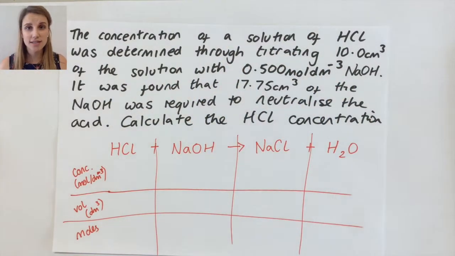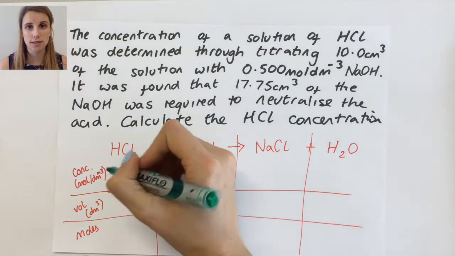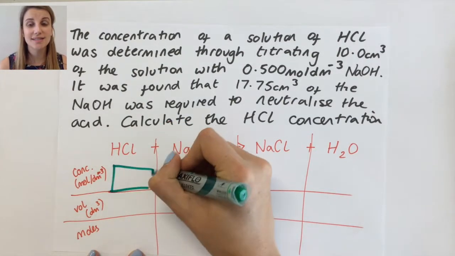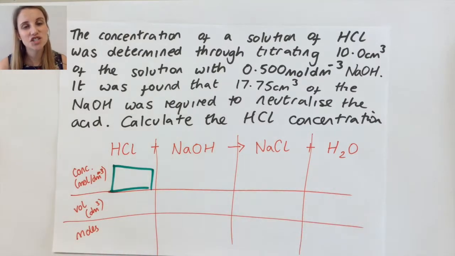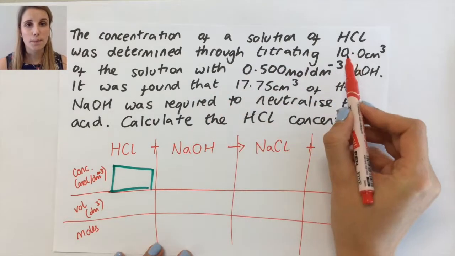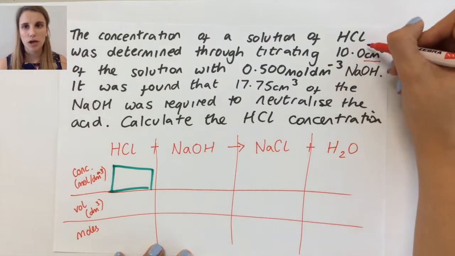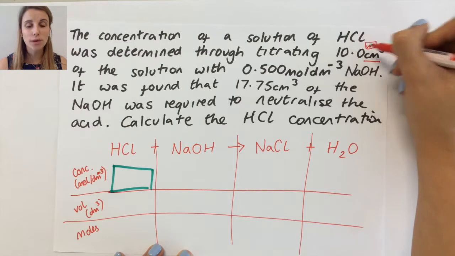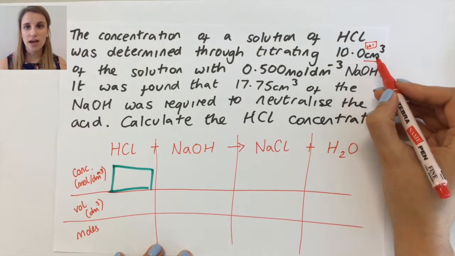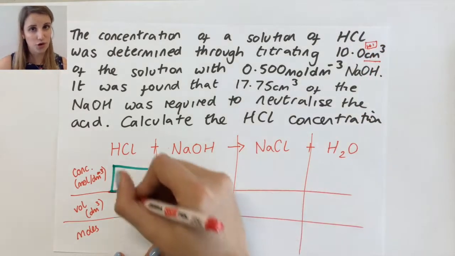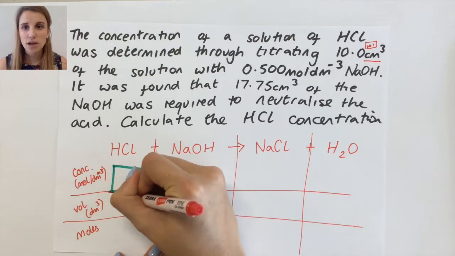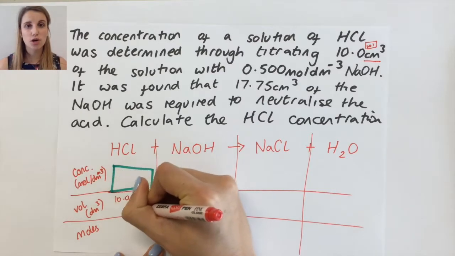So the first thing is, let's work out what they're asking us. At the bottom here you'll see it says calculate the HCl concentration. So HCl concentration is the box that I'm aiming to fill this time. Let's see what other numbers there are. So it says 10 centimeters cubed of the solution. Okay, so that's definitely a volume, but the solution they're talking about there is the HCl that's further above it in the sentence. So that means 10 centimeters cubed of HCl.